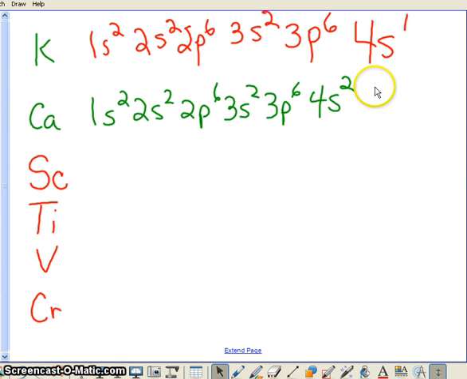Don't go with that diagonal rule. That seems to cause more trouble than it's worth. Just knowing the position of calcium, it's in the 4th row, it's in the S block, it's the 2nd element in, would give you the electron configuration for calcium.